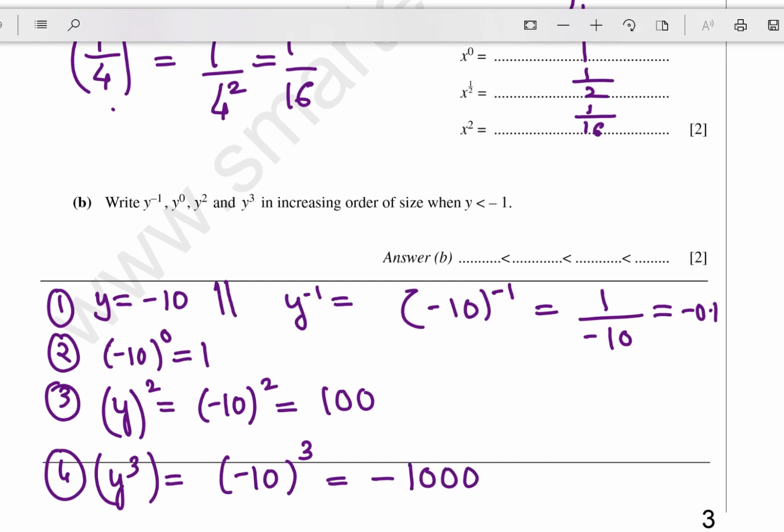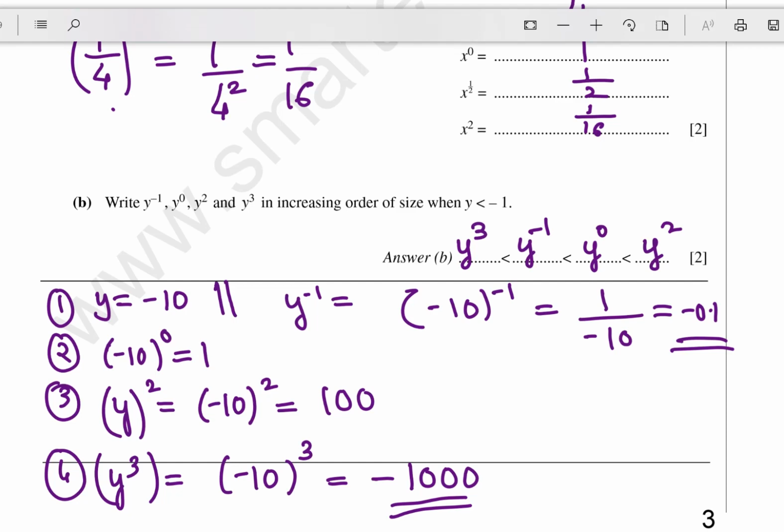So we have to list from the smallest, right? Now you know the larger the number with the negative sign, the smaller it is. So we have two numbers with negative sign. One is minus 1000 and one is minus 0.1. So minus 1000 is y cube. So our y cube is the smallest, followed by y raised to minus 1. Then comes y raised to 0. And the last is y square.